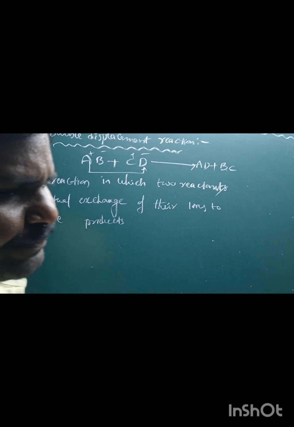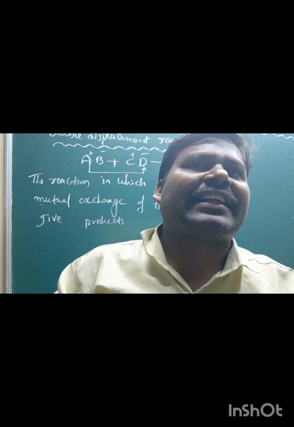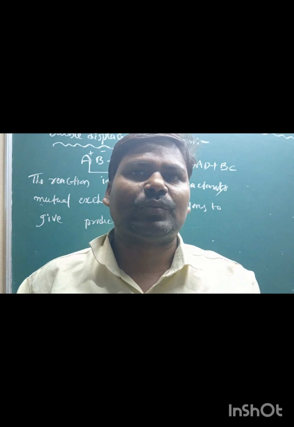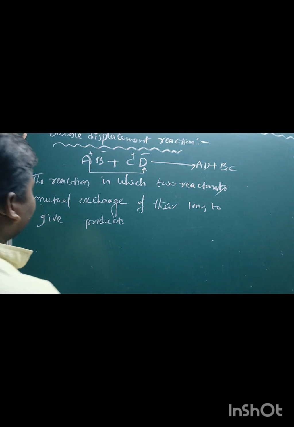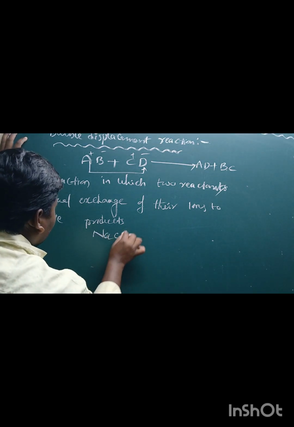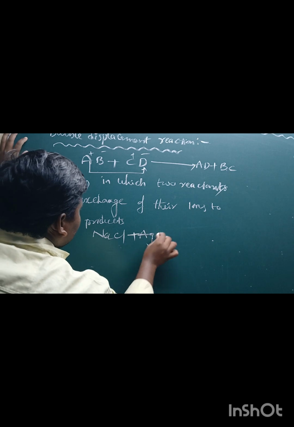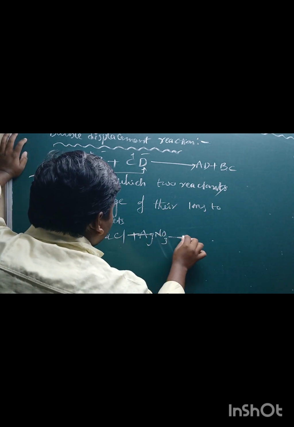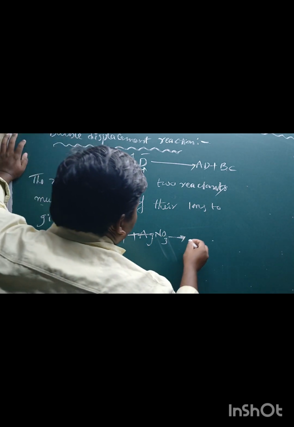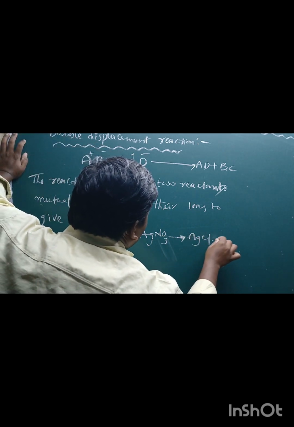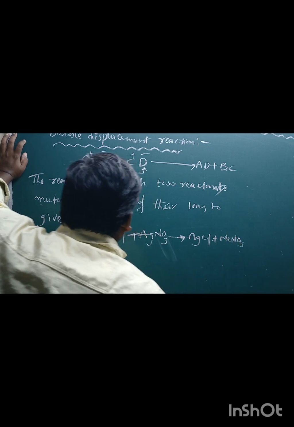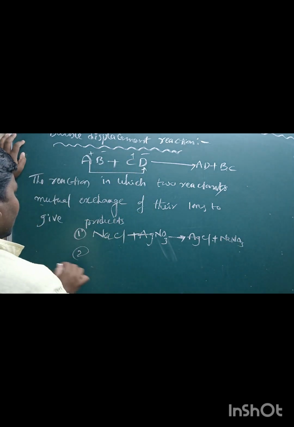The reaction in which two reactants exchange their ions to give two products. In these two products, one of the products is soluble in water, another one is insoluble. For example, now I am taking a simple example here. Salt, NaCl, reacts with silver nitrate, gives rise to AgCl plus NaNO3. One example.